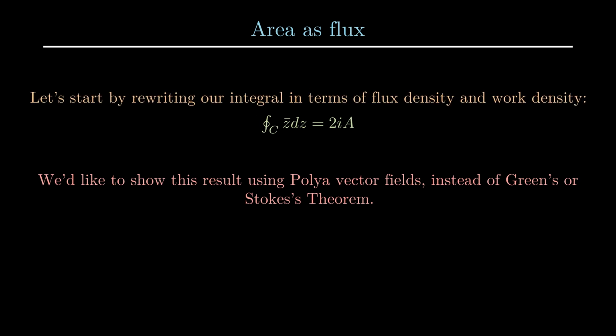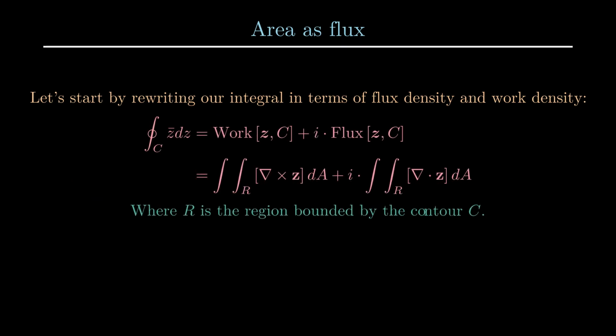We've previously mentioned what the work and flux densities are, but let's formally express this integral in terms of these quantities. The integral of z bar along a contour C is equal to the work the vector field of z does along C plus i times the flux of this field through C. These terms can also be expressed as the integrals of the work and flux densities respectively over the region R enclosed by C.